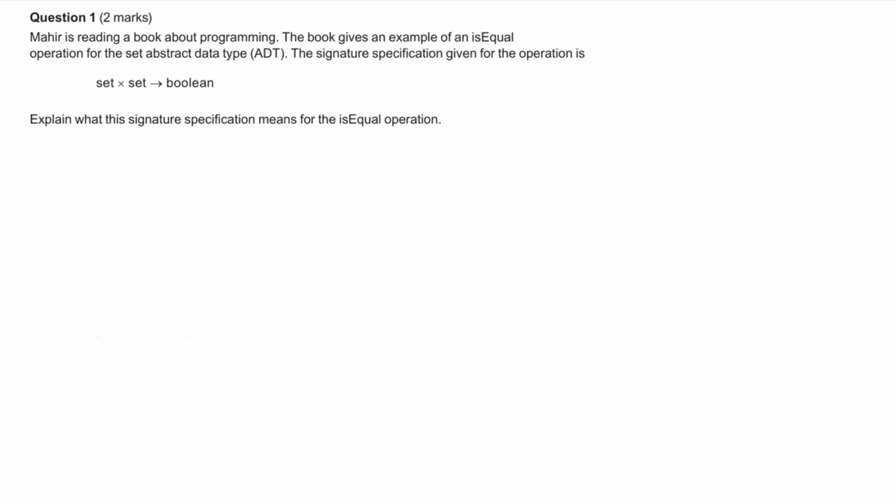Here we go. Make sure you pause, have a read. I'll remind you every single time. What do we think of this answer? Now, with signatures, we actually don't care what the operation does. We just care about the inputs and the outputs.